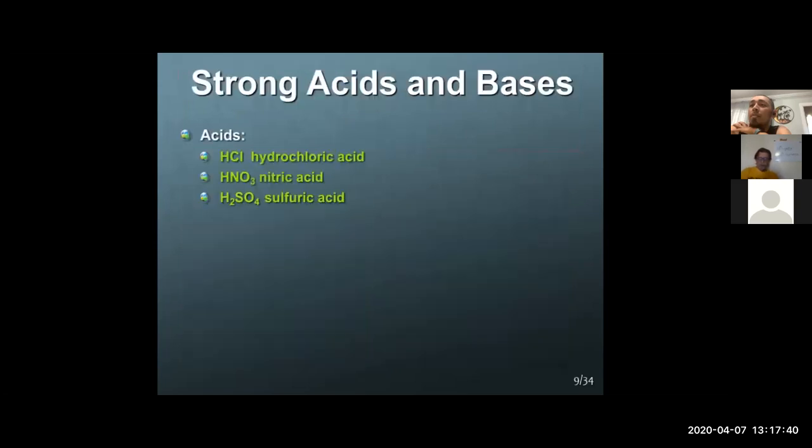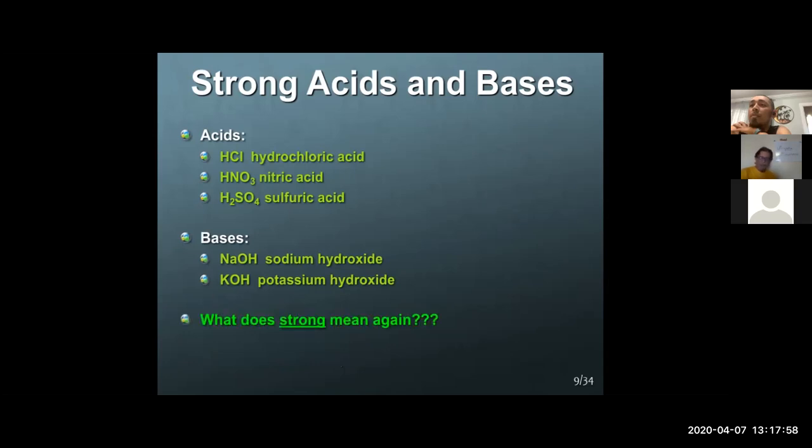Those are the acids I just talked about. You should be familiar with hydrochloric acid, nitric acid, and sulfuric acid. Very strong acids. And the only 2 bases that we're going to talk about up to this point would be sodium hydroxide and potassium hydroxide. And again, what does strong mean? Simply put, they totally dissociate, 100%.